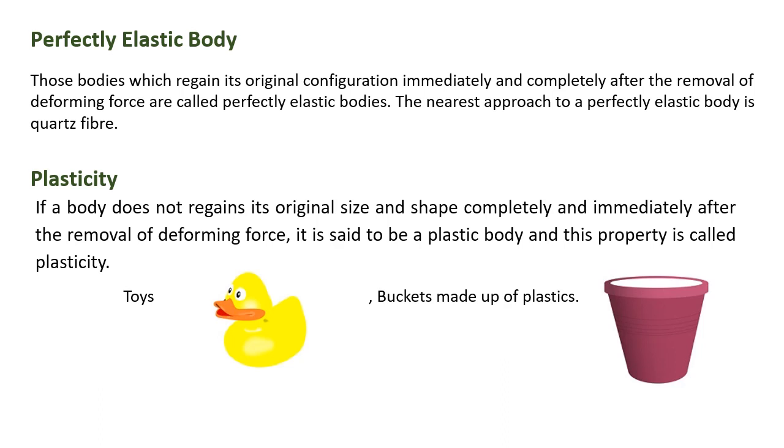Plasticity. If a body doesn't regain its original size and shape even after the removal of the deforming force, it is said to be a plastic body, and the property is known as plasticity. For example, if we stretch a piece of chewing gum and release it, it will not regain its original size and shape.